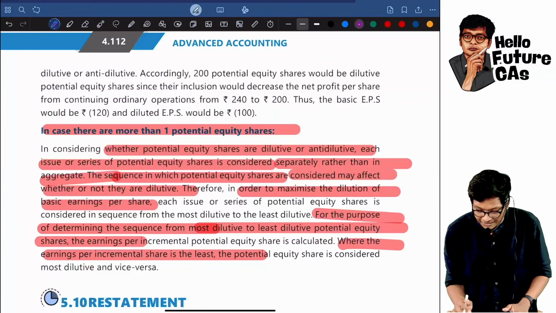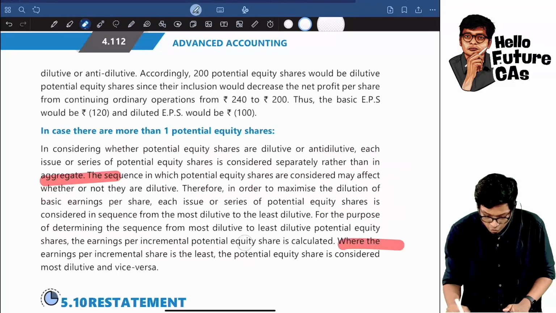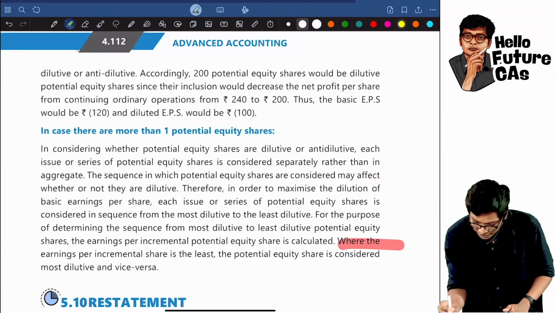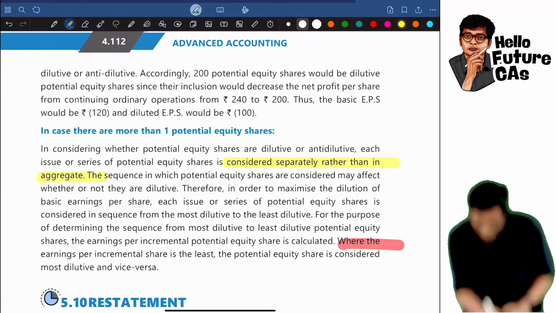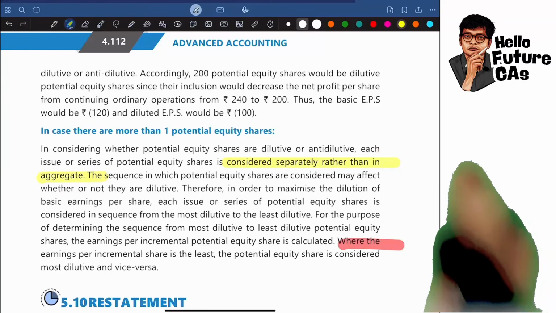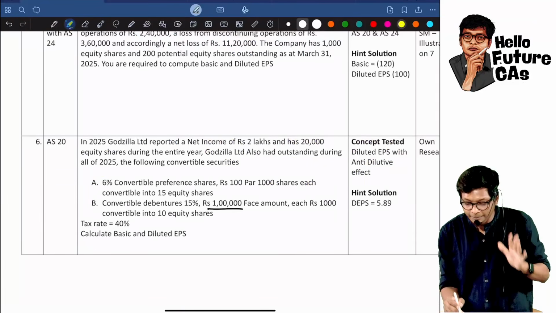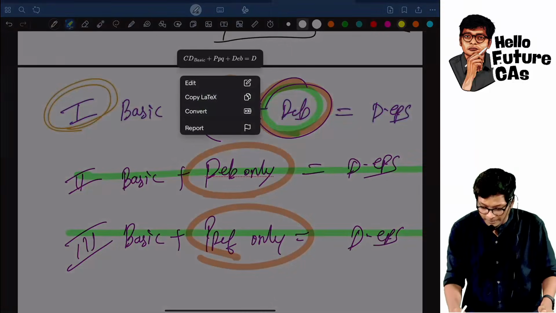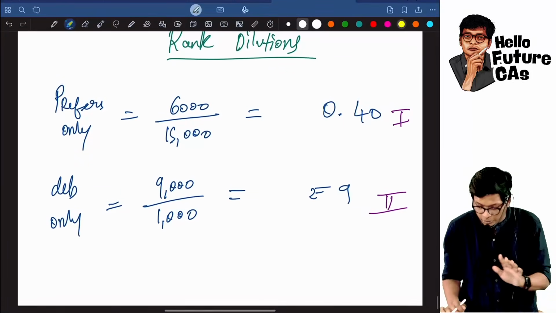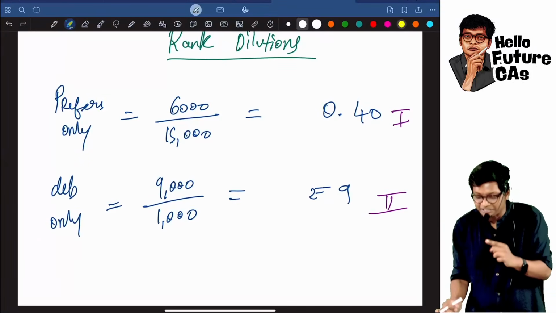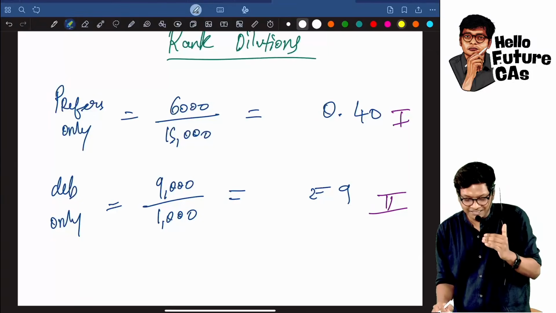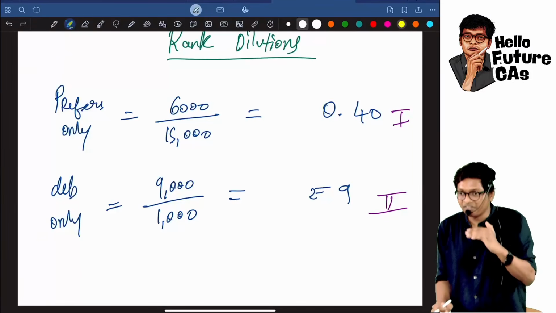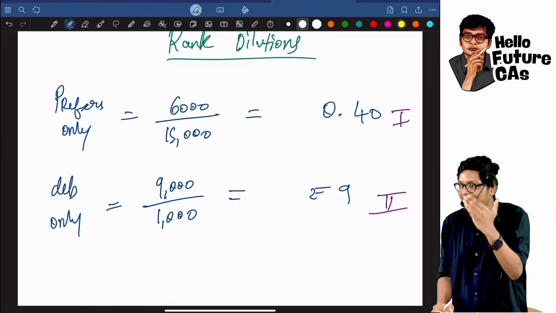Look at the study mat, guys. They are saying you need to add them considered separately rather than in aggregate. That means you need to add them one by one. Sir, what do you mean by one by one? Let me explain. You understood till here, guys? So which is first rank now? Preference. Which is second rank now? Debentures. So first add preference, next add debentures.